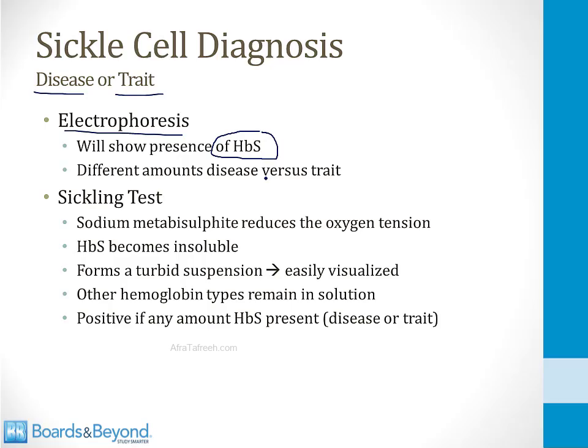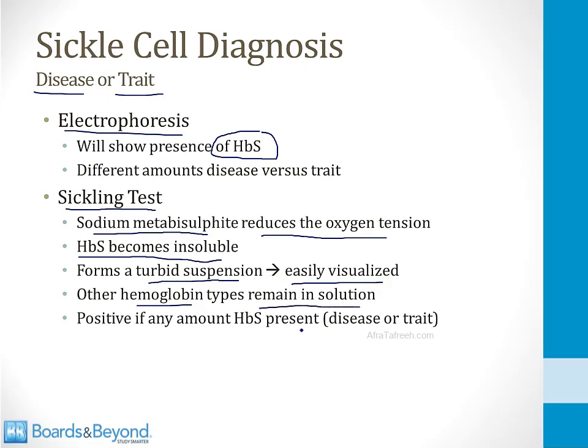A second test that is sometimes used is called a sickling test. In this test, you take a blood sample and you add a substance called sodium metabisulfite. This reduces the oxygen tension. Hemoglobin S will become insoluble as it does in the setting of low oxygen tension. This will form a turbid solution that is easily visualized. Other hemoglobin types will remain in solution, and this is a positive test if any amount of hemoglobin S is present, so it doesn't distinguish between the disease or trait. It just tells you that yes, hemoglobin S is present in the blood sample.